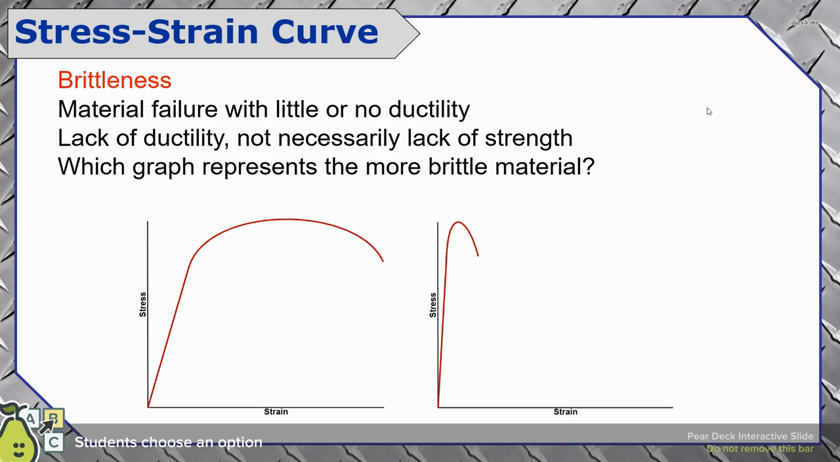Which of these graphs represents the more brittle material? The graph on the right shows the more brittle material. The graph on the left shows a more ductile material. In the ductile example, we see a lot of deformation in the plastic region of the curve, whereas in the brittle example, fracture occurs very shortly after we reach our ultimate strength.